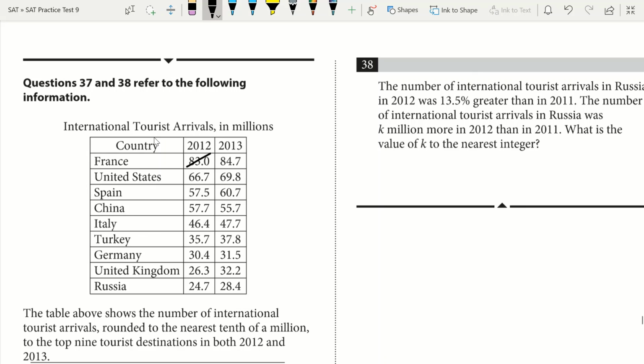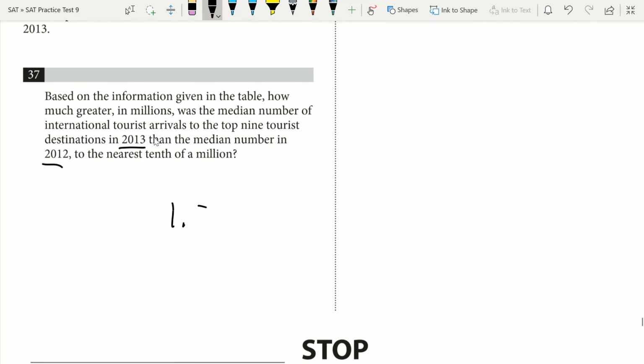I know I have 9, so I just have to find my top 4, get rid of those, and then my next highest is going to be my median. So I'll go ahead and get rid of these. I see my next highest is going to be 46.4. I go ahead and get rid of the other top 4. I see that's 47.7. I do 47.7 minus 46.4 to get 1.3 as my difference. So my answer there is going to be 1.3.